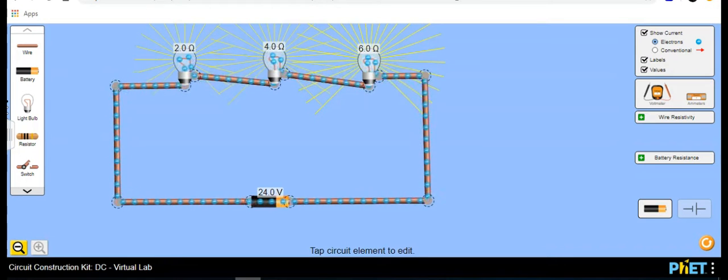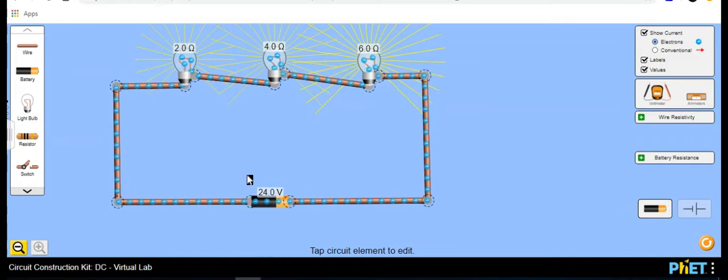As you can see, I set this series circuit up so that it has a 24-volt battery, then a 2-ohm resistor light bulb, followed by a 4-ohm resistor light bulb, followed by a 6-ohm resistor light bulb. What is the first thing we have to do? In every series circuit, we have to calculate the total resistance.